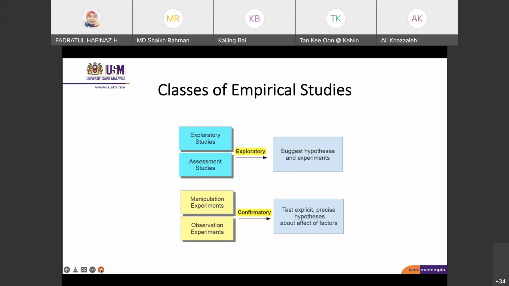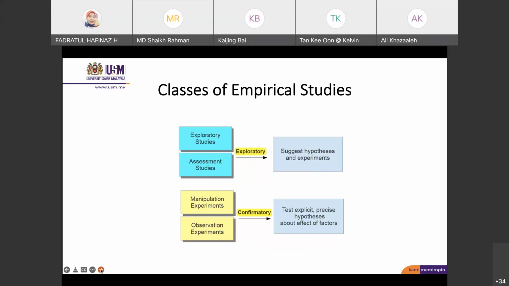So what are the exploratory studies? Okay, exploratory study will yield causal hypotheses that are tested in observation or manipulation experiments. So to this end, exploratory studies usually collect lots of data, analyzing it in many ways to find regularities. Assessment study will establish baselines and ranges and other assessment of the behavior of a system or its environment.